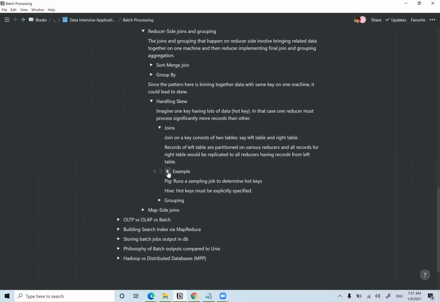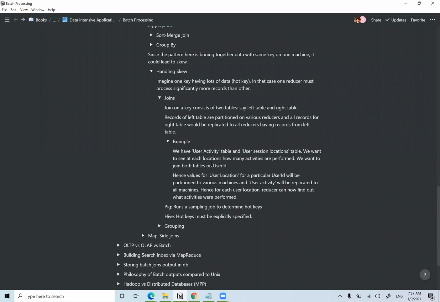Let's say the example is a table of user activity and user session locations. User activity tells me that for each user ID he has performed this activity, and user session location tells me that this user ID has opened a session at this location. Now let's say I want to get the data on at what locations various activities were performed. So I want to join these two tables.